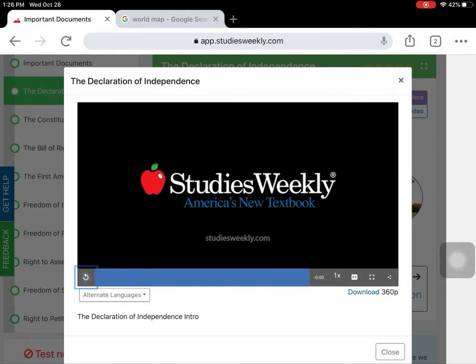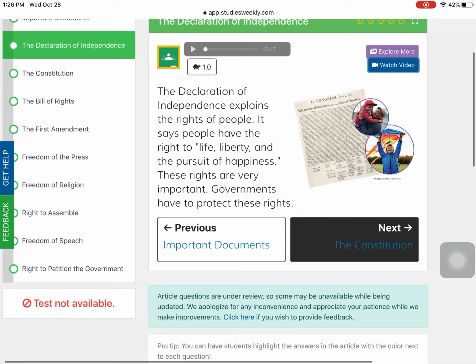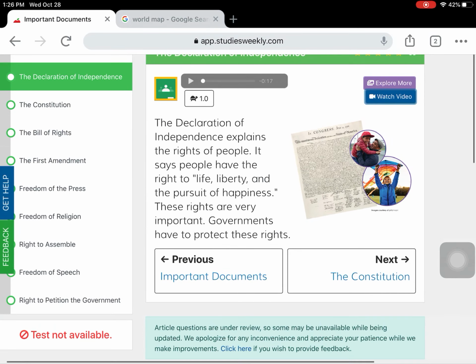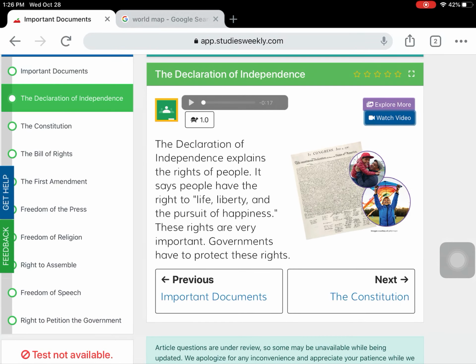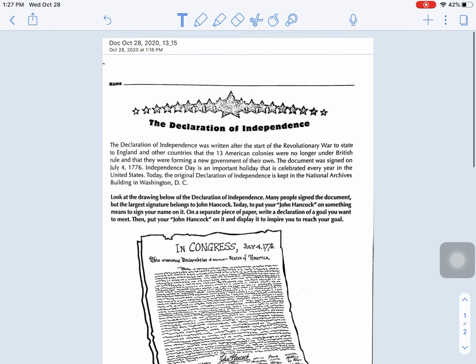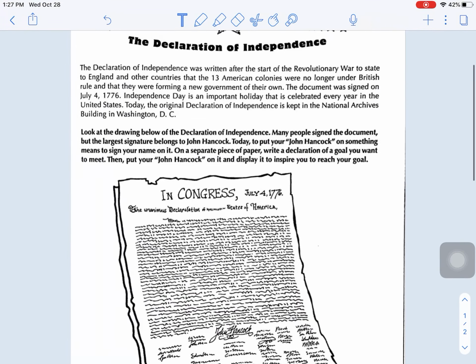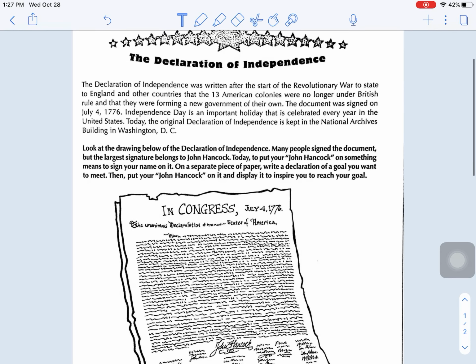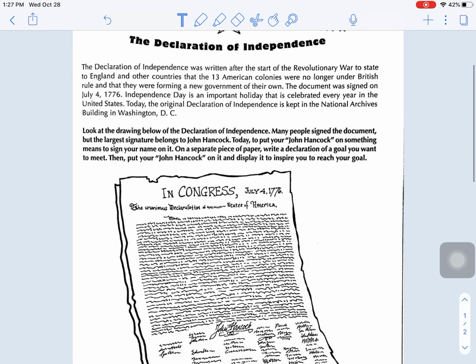All right, so just a little more information there about where our Declaration started and why this document is so important. You are going to be working on a work page today in relation to the Declaration of Independence. Let's go ahead and take a look at that. This is our page here that we'll be working with for the Declaration of Independence today.